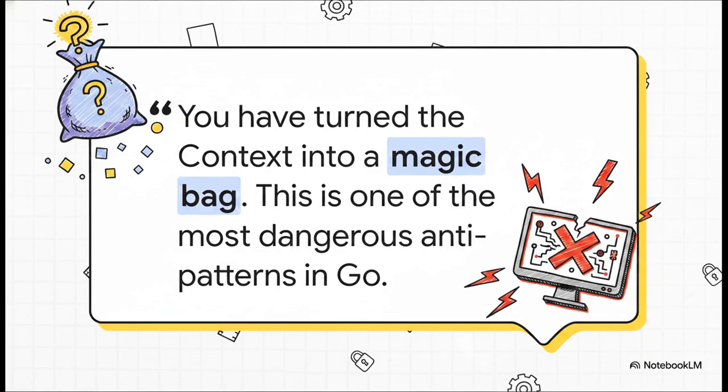Okay, check this out. "You have turned the context into a magic bag." Wow, that's a pretty strong statement from a senior engineer, right? This magic bag thing, what does it even mean? Well, it's all about hiding your dependencies where they just don't belong, creating these invisible landmines that are just waiting to blow up your application. So the big question is, how do so many developers fall into this trap in the first place?